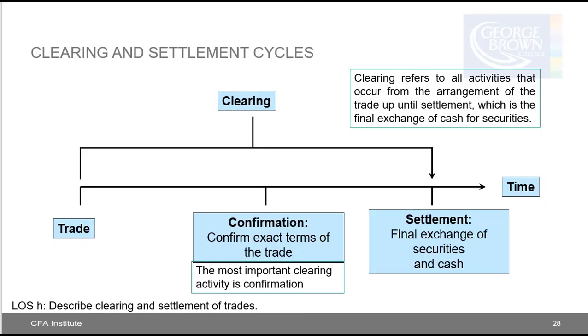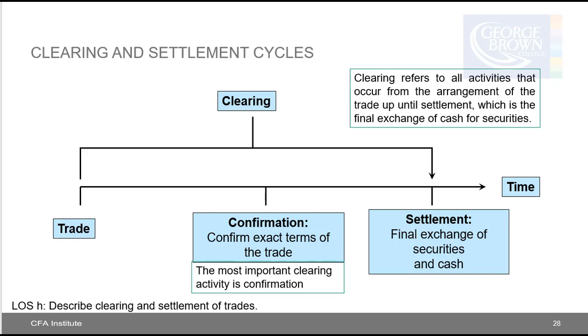Learning Outcome Statement H is describe clearing and settlement of trades. Okay, so we're looking at the clearing and settlement cycles now. Clearing refers to all activities that occur from the arrangement of the trade up until settlement, which is the final exchange of cash for securities.